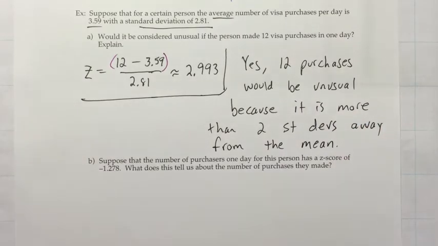So whenever you hear that question, would it be considered unusual if? Your plan of attack there should be to calculate a z-score. If the z-score is over 2 or below -2, that's going to indicate a yes to that question. Anything else would be a no.